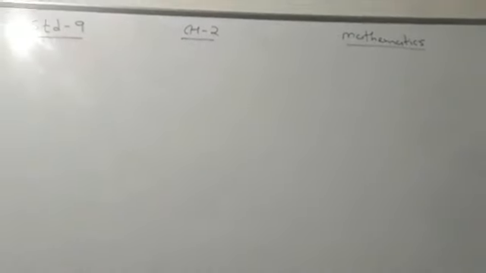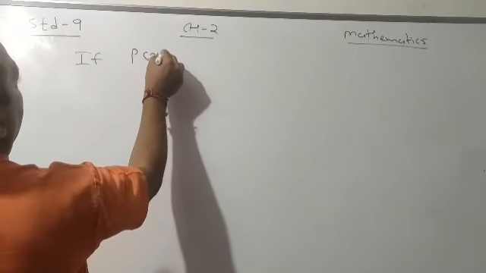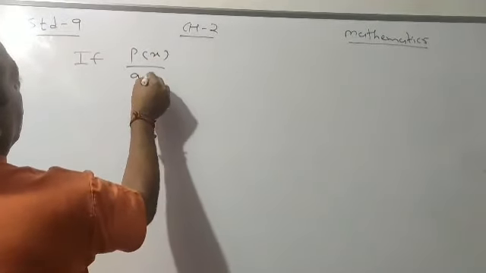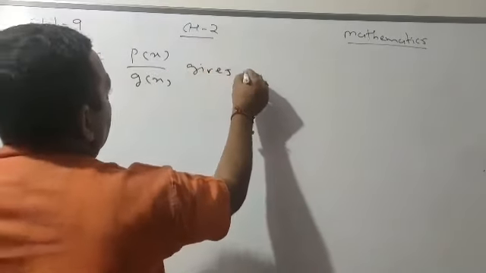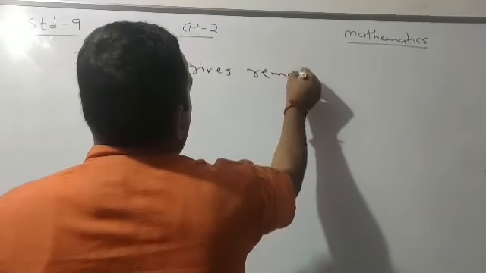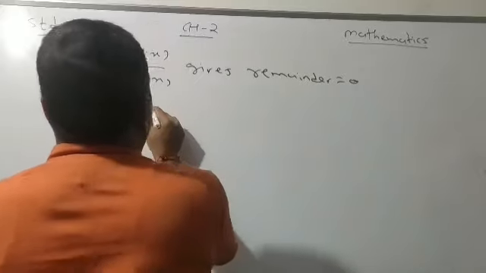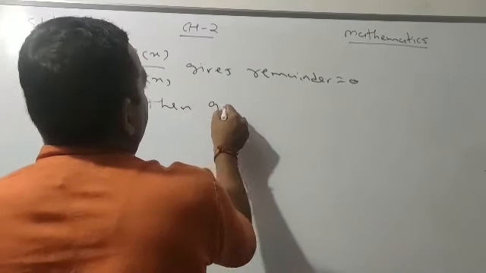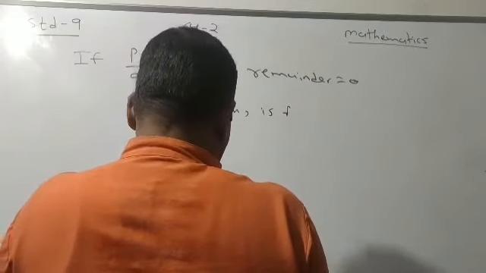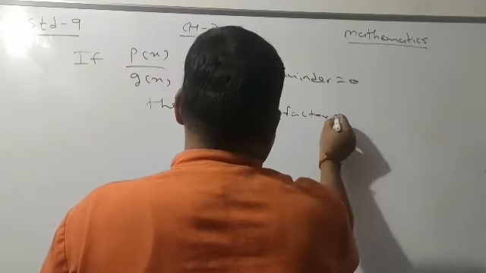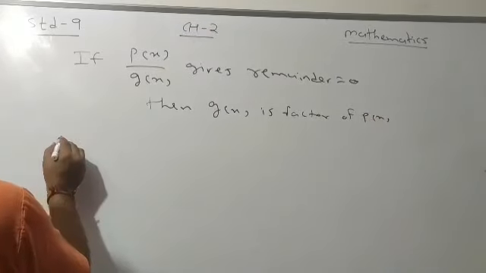Now, in the last class, we have seen that if P(x) upon G(x) gives a remainder equal to 0, then G(x) is a factor of P(x).